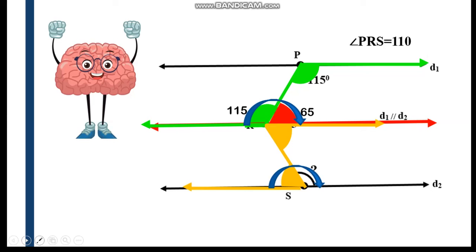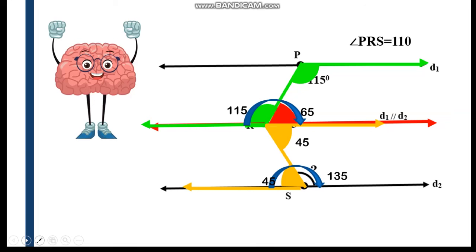Let's say that the angle PRS equals 110. If it is 110, the remaining part of the R, which is the yellow part, will equal 45. And because of alternate interior angles, the yellow part of the S, angle S, will equal 45. And the missing value will equal 135.